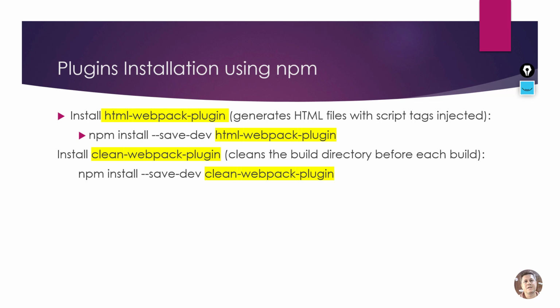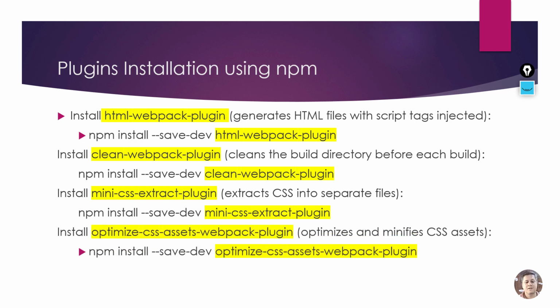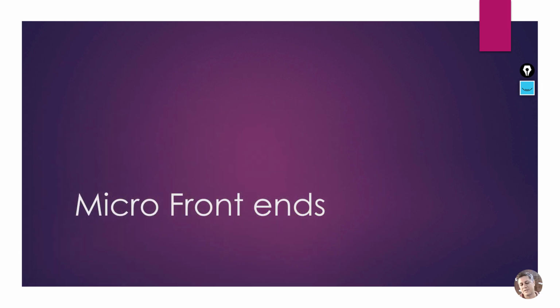If you implement this and use it, before creating a new bundle in the output folder and path like dist, it will clean that so that all the earlier code will be removed and there will be fewer chances of cache problems and other issues. So existing files are not there and every time a new file will be moved there. Mini CSS extract plugin, as the name suggests, will minify your CSS. It optimizes and minifies CSS assets. So this is a different plugin. The first one is for minification, the second one is for optimization. Internally it does so many things.